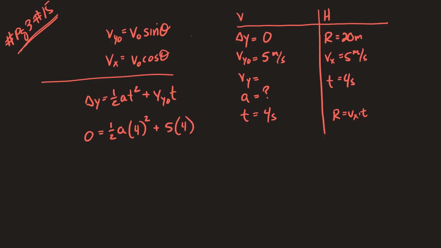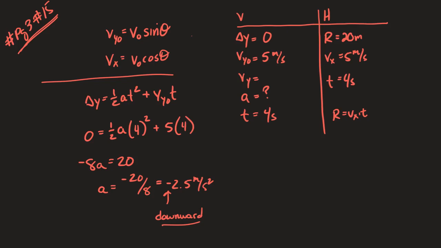So this will be negative 8a equals 20, or a equals negative 20 divided by 8, which is 2.5, I think. The negative sign means downward. So that's question B. Nothing wrong. This is all fair game on the exam.